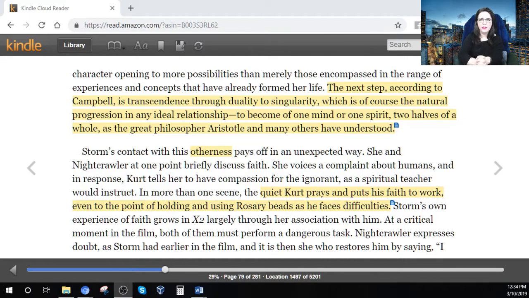And if we look at what Housel's writing about in regards to Campbell, it says on page 79, the next step according to Campbell is transcendence through duality to singularity, which of course is the natural progression in the ideal relationship, to become of one mind or one spirit, two halves of a whole, as the great philosopher Aristotle and many others have understood. So the relationship between Nightcrawler and Storm is helping her to fulfill that transcendence, because she's forming this relationship that isn't necessarily a relationship of her taking care of someone else or that person taking care of her. It's a matter of this interchange of conversation, of ideas, and helping each other and challenging one another to grow. So keep that in mind as we continue to discuss these characters.